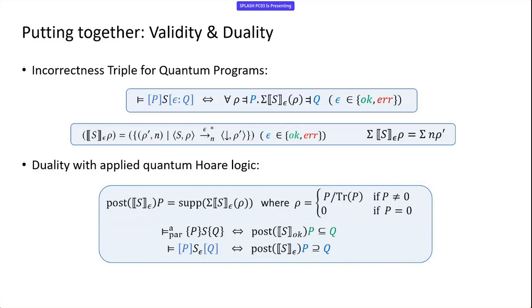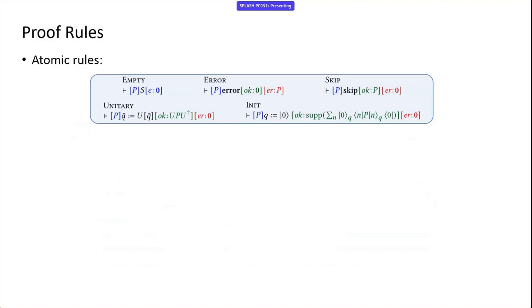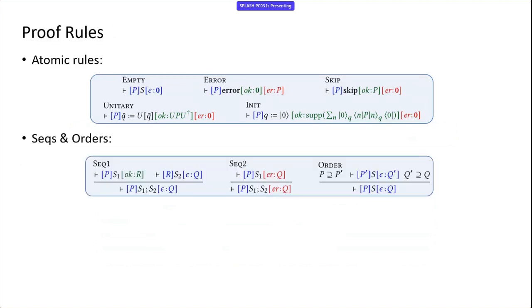So you can say for a valid applied Hoare triple PSQ, we have post-SP is included in subspace Q, and for the incorrect triple, we have a reverse result. So now we introduce the proof rules. We have atomic rules for the basic statements: the empty, error, escape, entry, and initialization. And we also have the sequence rule and the order rule.